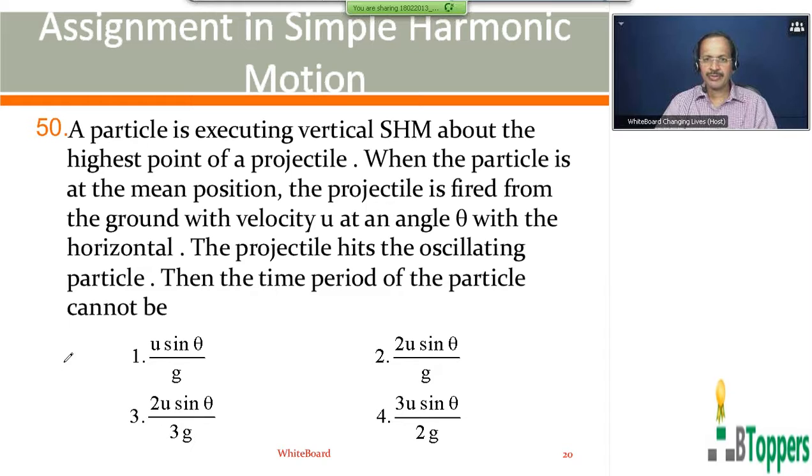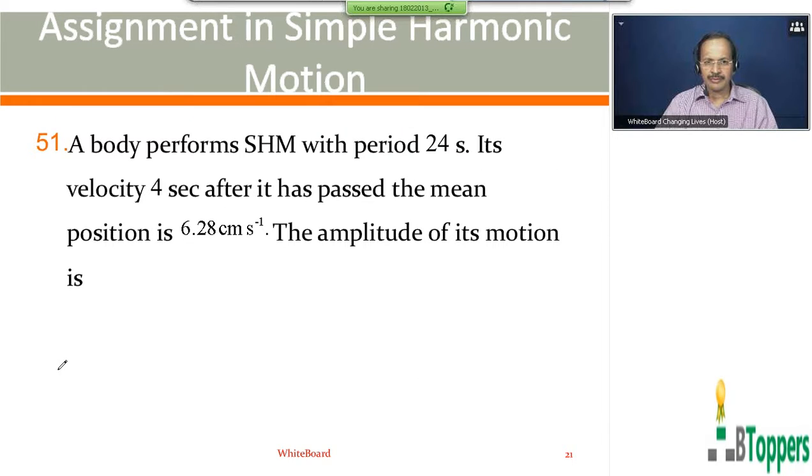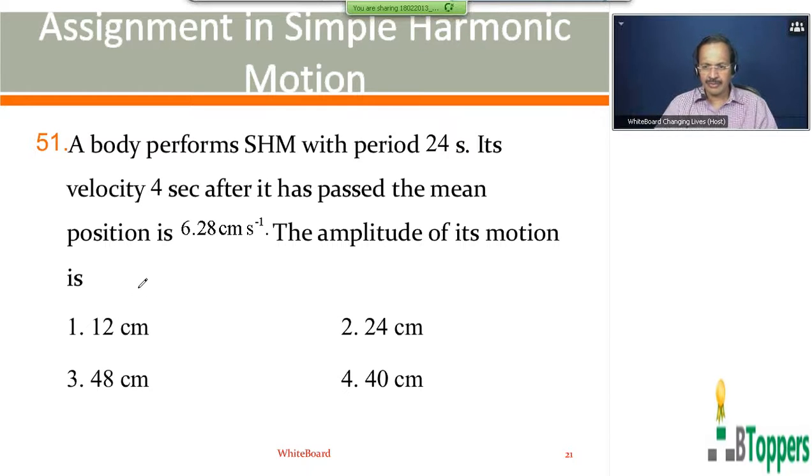So I am going to show you the next question on screen. See question number 51. A body performs simple harmonic motion with a period of 24 seconds. Its velocity 4 seconds after it has passed the mean position is 6.28 centimeter per second. The amplitude of its motion is, I've shown 4 options on the screen. First option 12 centimeter, second option 24 centimeter, third option 48 centimeter, fourth option 40 centimeter. Come on, take a pause and try this question.